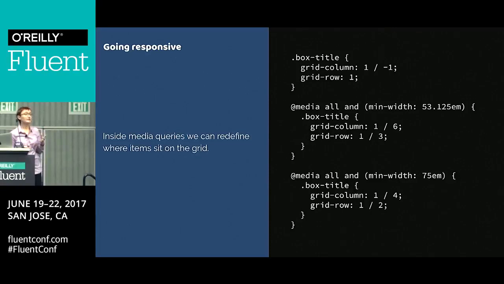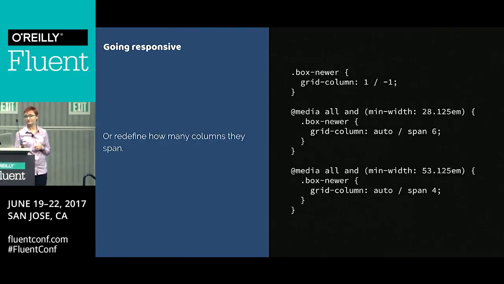So here I am at a narrow breakpoint. I'm going to start with my title spanning right across the screen. And then as we get more screen real estate, I can just change where it's placed. I can change how many column tracks it spans. And with our auto-placed boxes, exactly the same. At narrow breakpoints, they could span 6 tracks and then drop to 4. And you could add as many of these breakpoints as you wanted, depending on the kind of layout that you had.